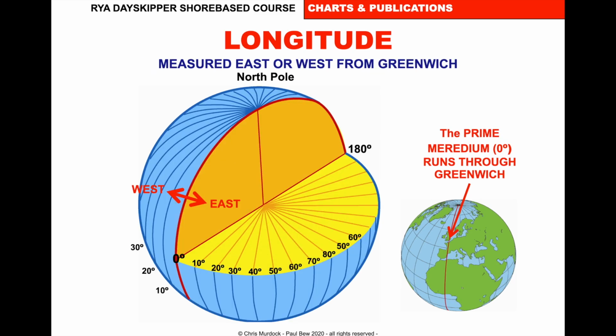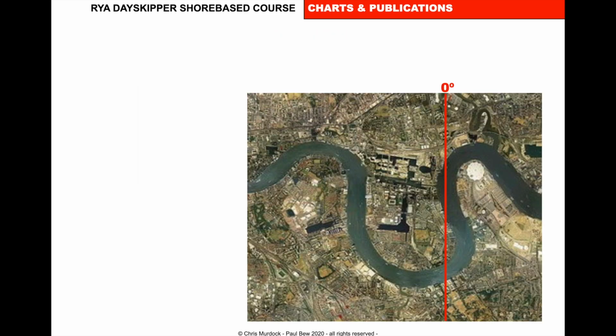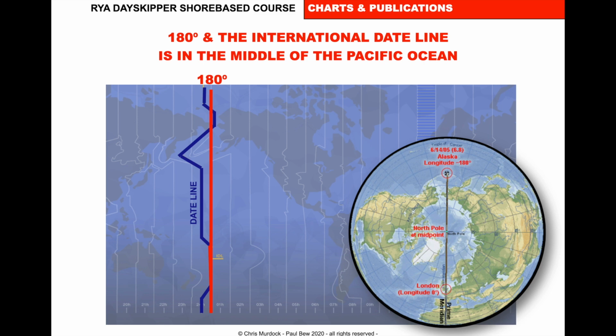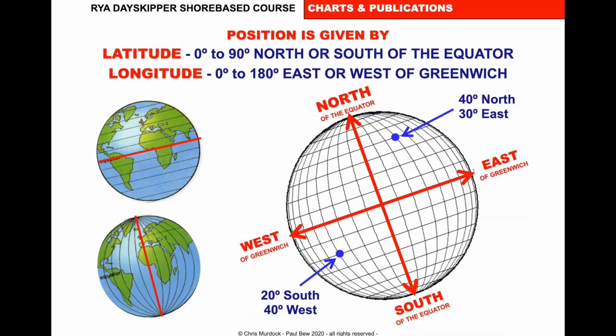Longitude is measured from the Greenwich meridian, or the prime meridian, and it runs through Greenwich, and it's measured east and west 180 degrees. So here we can see that the Greenwich meridian actually runs through the Royal Observatory in Greenwich in London, and it meets at the back of the planet at the 180 degrees on the dateline. So the position is given by latitude and longitude.